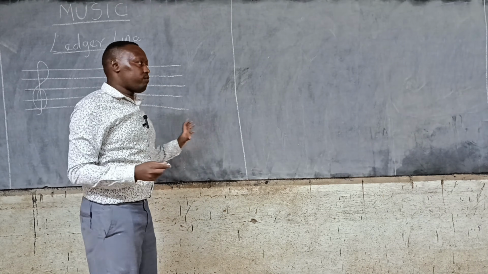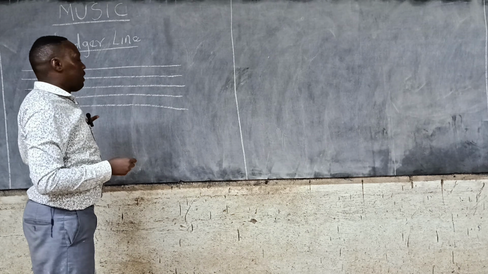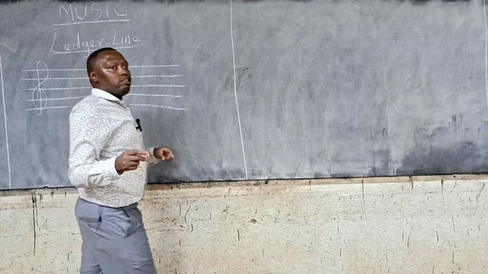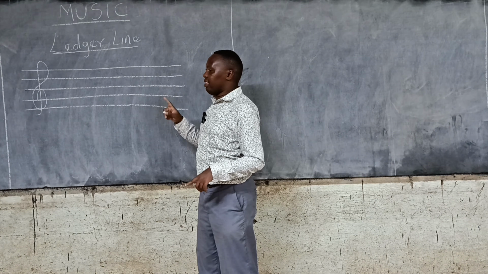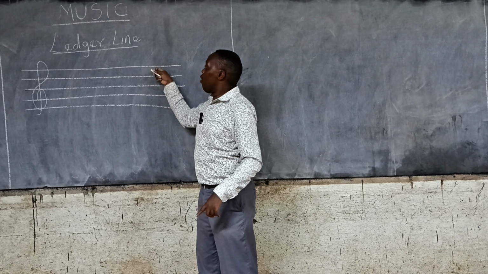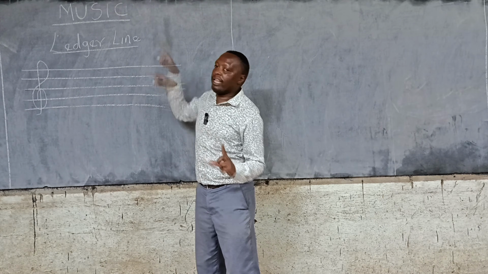So in a staff, for example, this is a staff, and the way I've drawn it, I hope you can see it clearly. In these lines, we have how many lines? One, two, three, four, five. And the spaces, one, two, three, four. Now, we cannot add another line below and above.